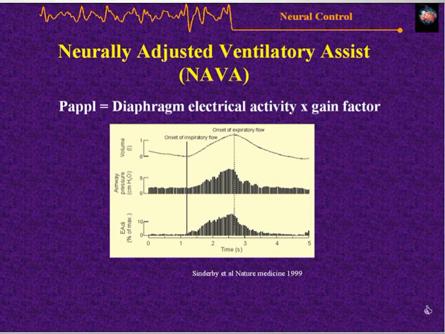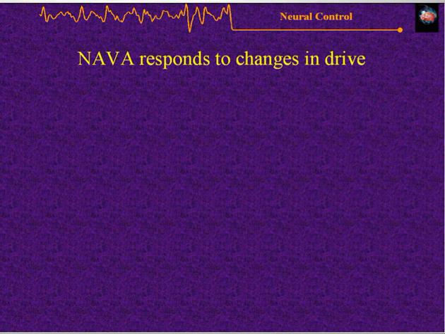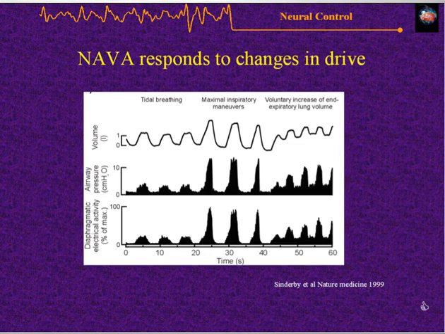Here's an example of a healthy subject performing one inspiration on NAVA. You have the electrical activity of the diaphragm and the airway pressure that I want you to pay attention to. And you see here that as his neural activation of the diaphragm is increasing and then going down after the inspiration, there was a perfect matching of the airway pressure in response to his activation. Now that's a single breath. What happens over several breaths when there's changes in drive?